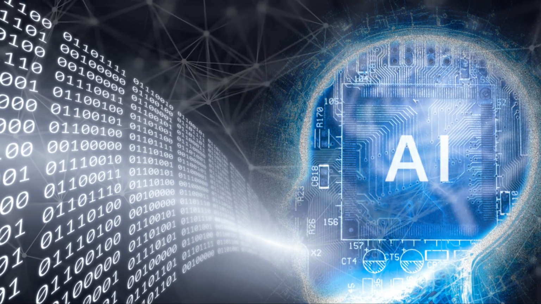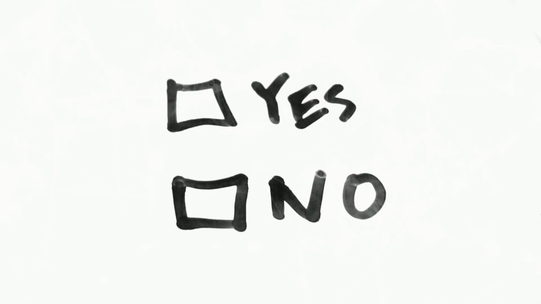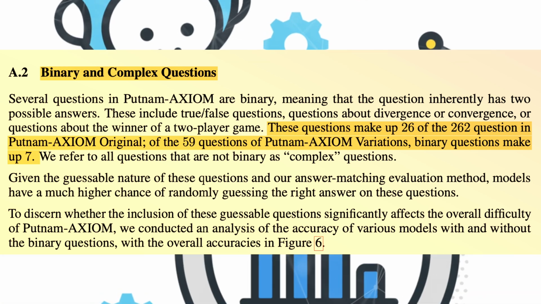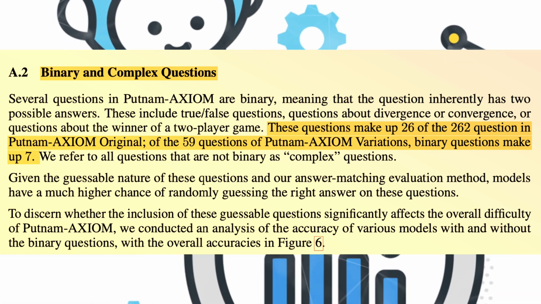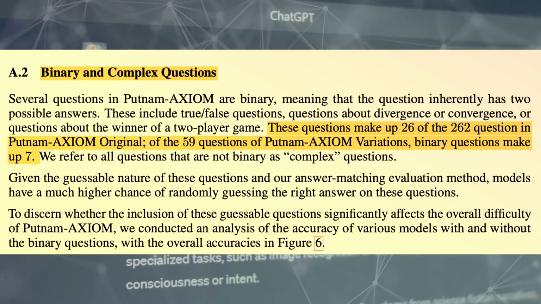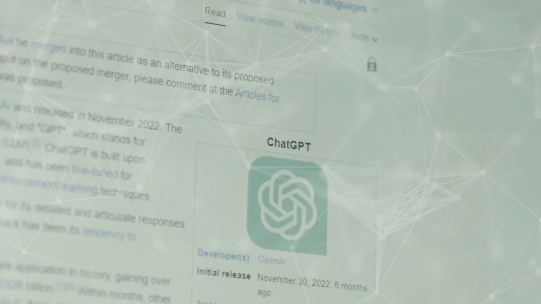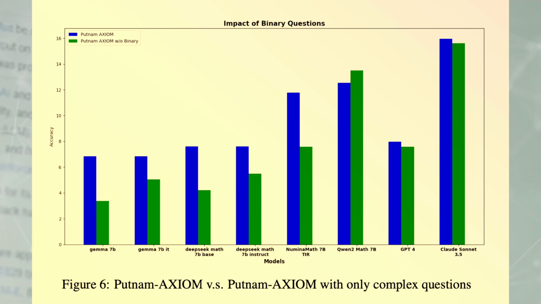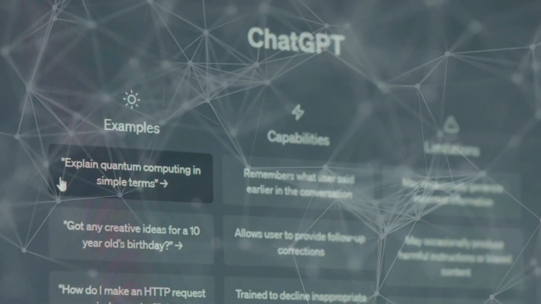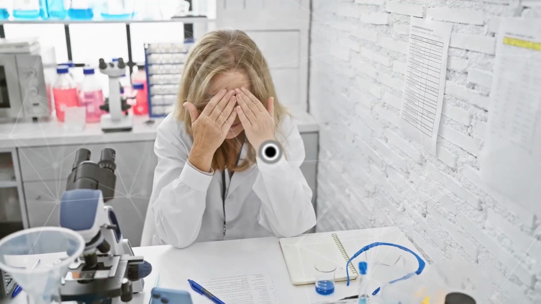To make the model evaluation more reliable, a clear distinction in the problem sets was made between binary and complex questions. Some questions in Putnam-AXIOM have simple yes or no or true or false answers. These binary questions are easier for models to guess correctly, so they tend to perform better on them. Out of 262 questions in the original dataset, 26 are binary, and in the variation dataset, 7 out of 59 fall into this category. Advanced models like GPT-4 and Claude Sonnet 3.5 show similar performance on binary and more complex questions, indicating they rely less on guessing. Less advanced models struggle significantly more with complex questions.